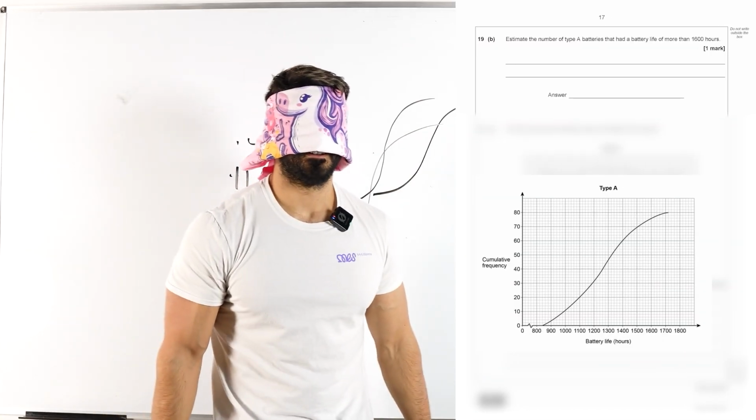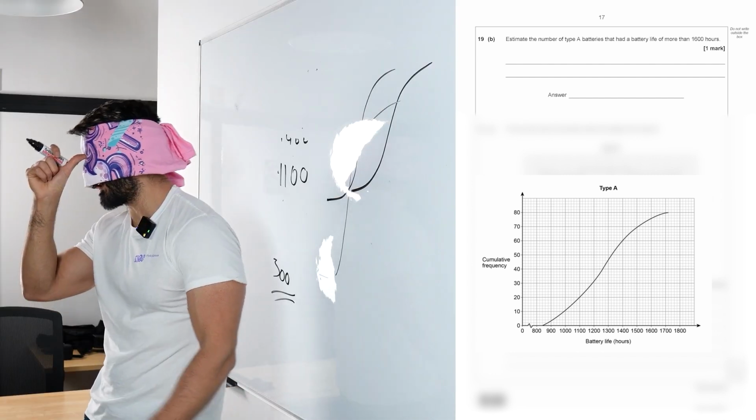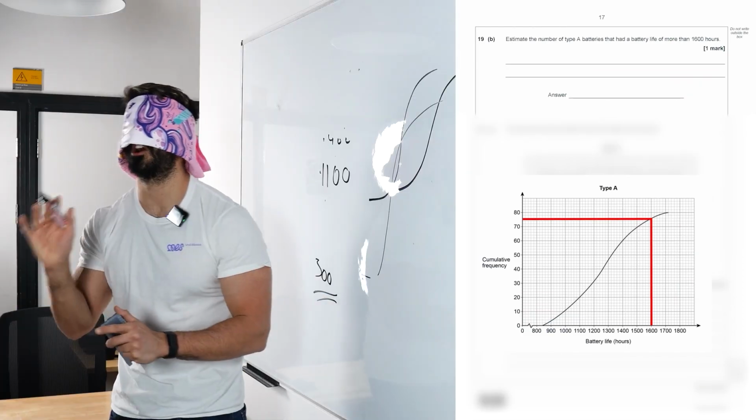Next question. Estimate the number of Type A batteries that had a battery life of more than 1,600. Okay, I'm going to have to trust you here again. Locate 1,600 on the x-axis. So the answer is 4.